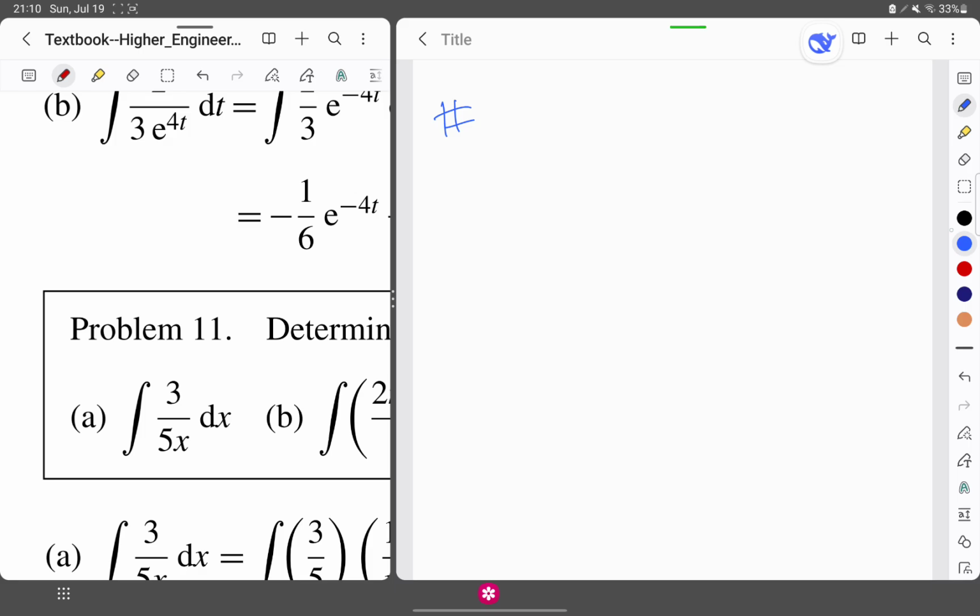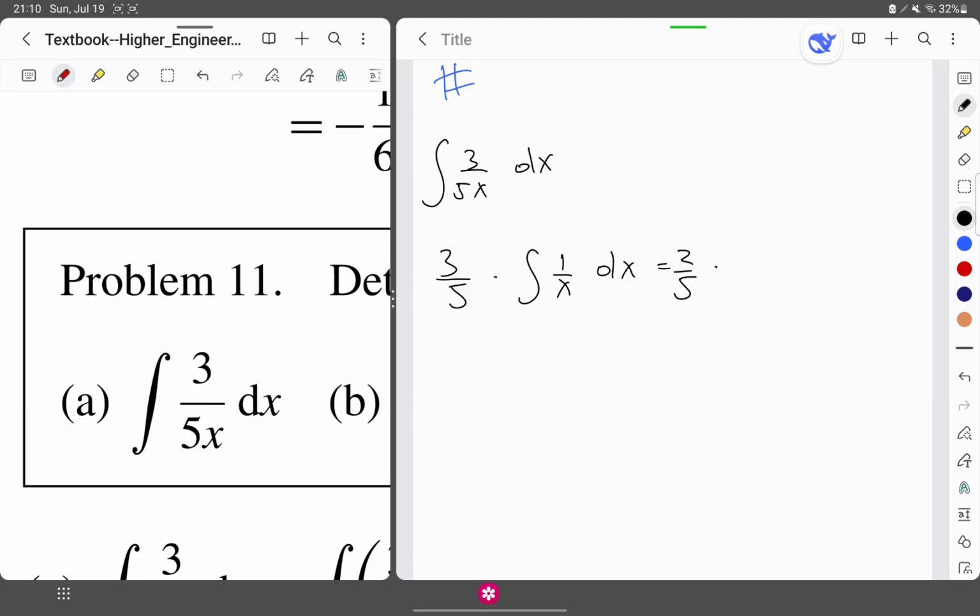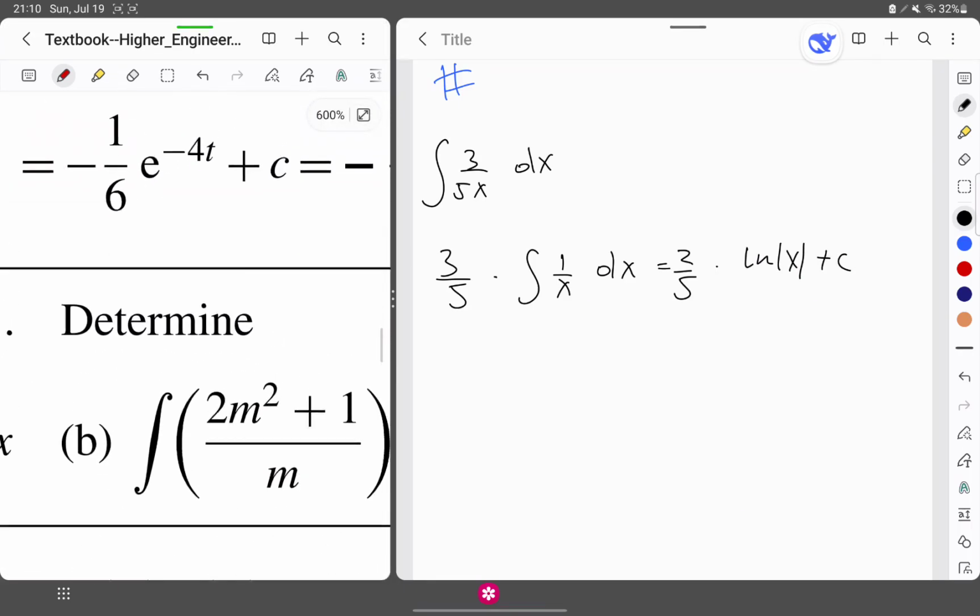Let's try to do problem 11. It will be like 3 over 5x dx. It's easy actually. So it means 3 over 5 times 1 over x dx, and it equals 3 over 5 times ln x plus c. Let's do this one and then check.